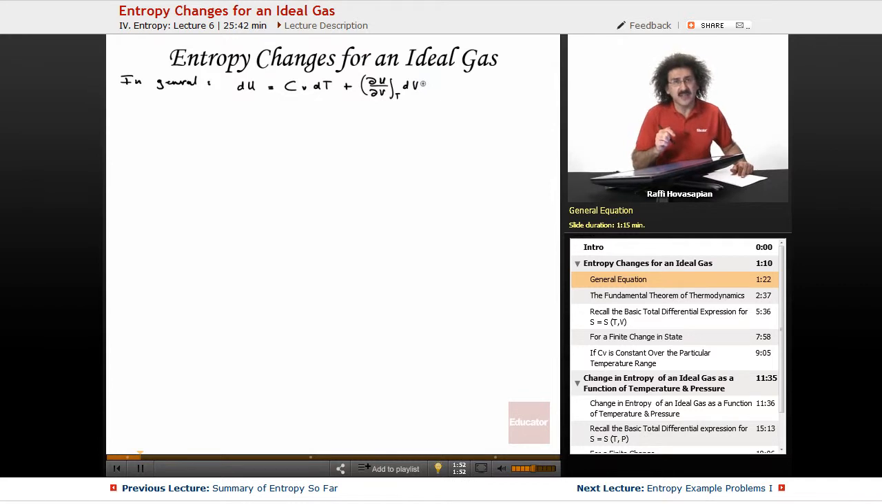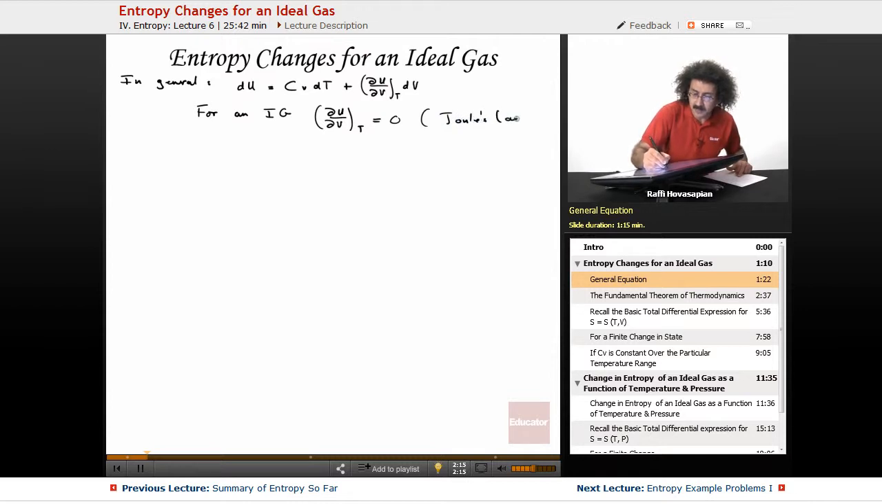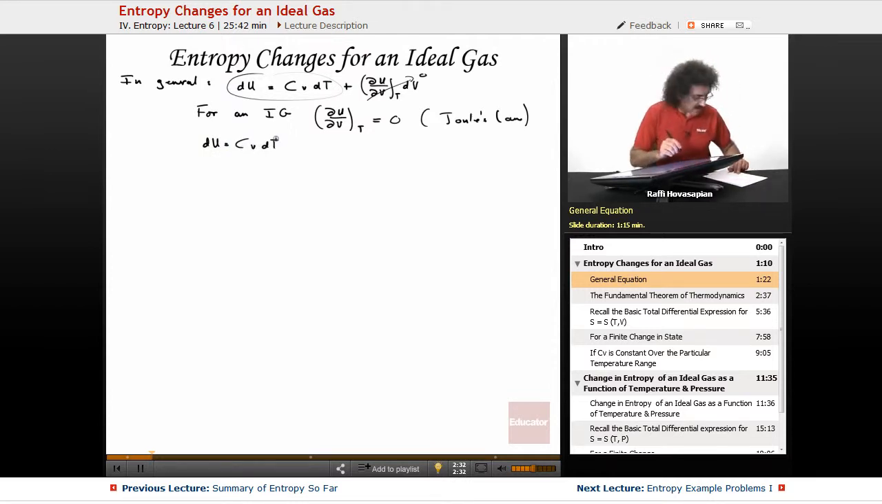But because we're dealing with an ideal gas, you also remember, hopefully, that for an ideal gas this term, (dU/dV) at constant T, was equal to 0. That was Joule's law. So for an ideal gas, this change in energy with respect to a change in volume under constant temperature actually equals 0. So when you change the volume of an ideal gas, you don't change the energy of the system. That's what that says. So when this term goes to 0, what you're left with is just dU equals CV dT. Now we'll go ahead and put that aside for a second.